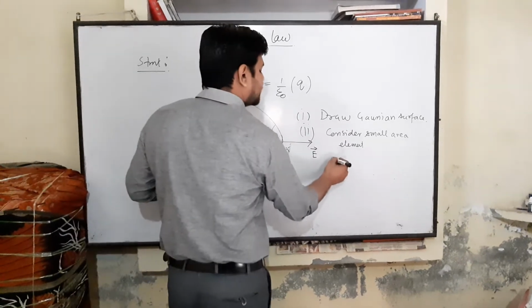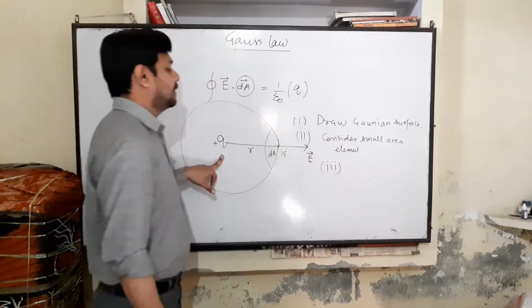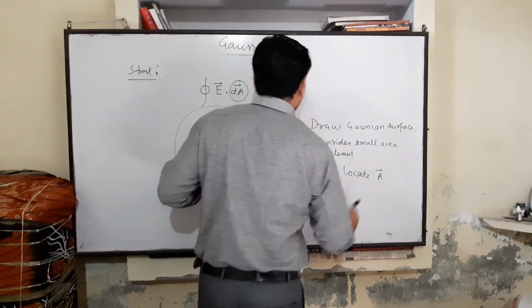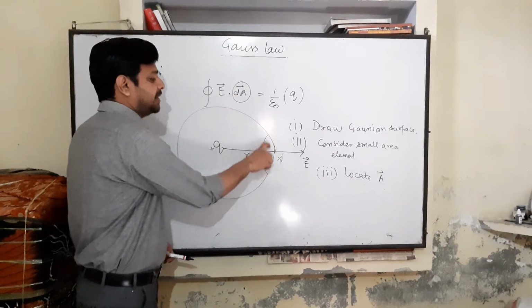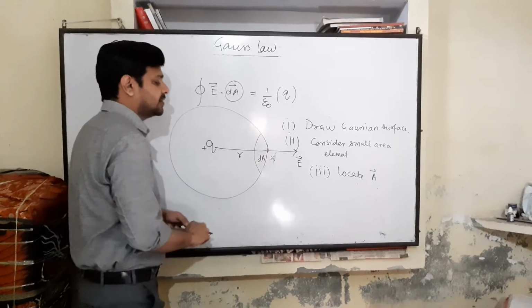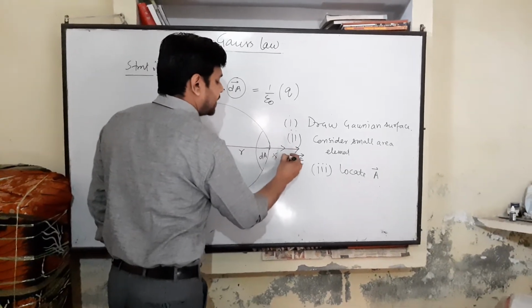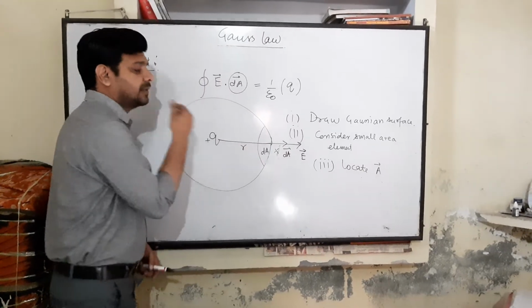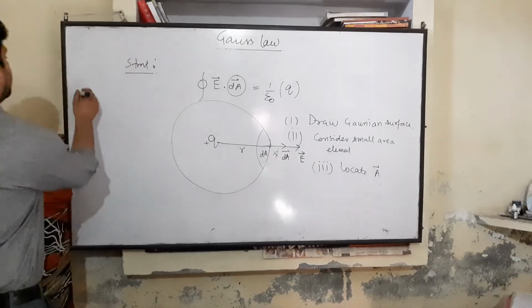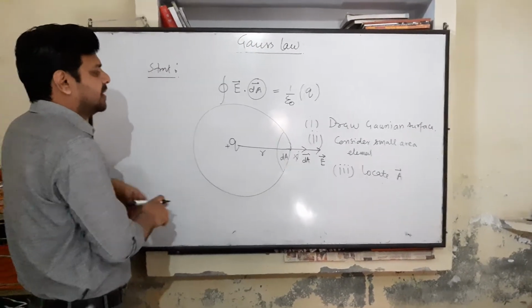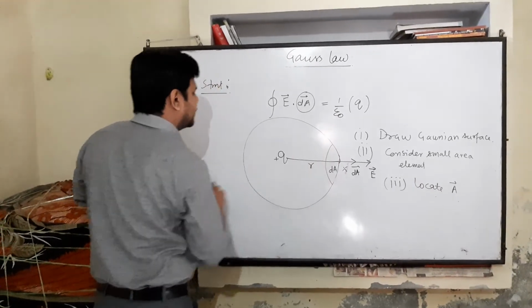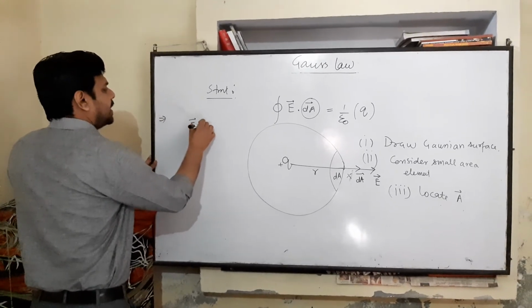Now in the third step, locate the area vector. The area of this small part of the surface is dA. The area vector of this surface will be like this, dA vector, perpendicular to the given surface in the outward direction. Then the electric flux passing through only this surface will be given by E dot dA.